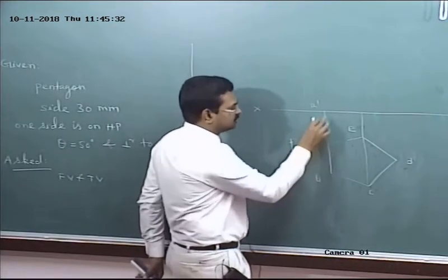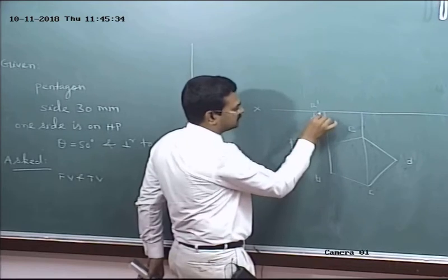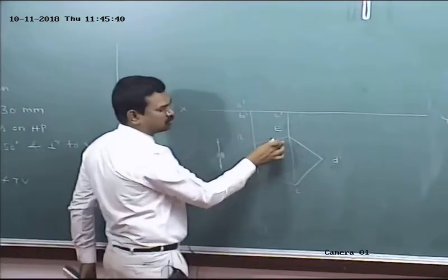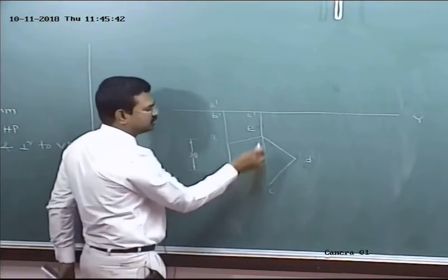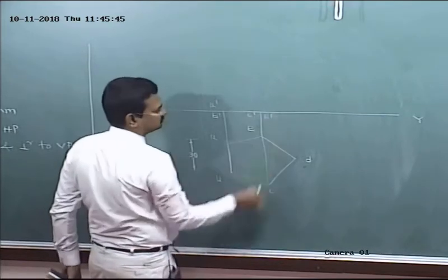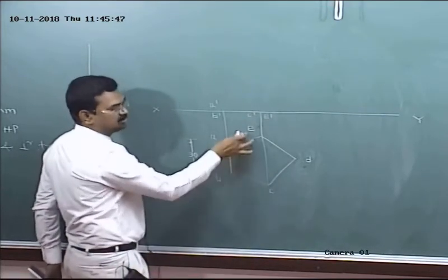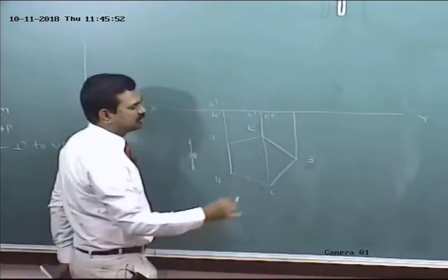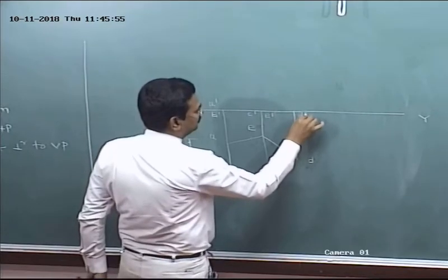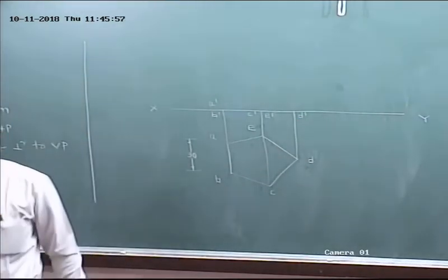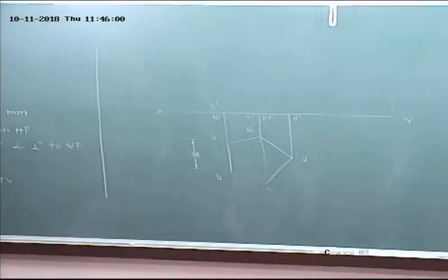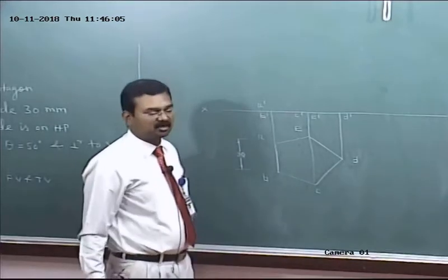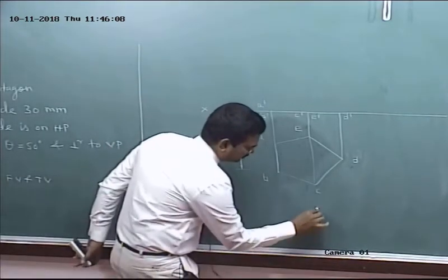The projector from B cuts the XY at B dash. Similarly, C dash, E dash, the projector drawn from E lies on the projector drawn from C. So this projector is common for C and E. Similarly, from D, draw a vertical line to cut XY at D dash. So the front view should be represented by using small letters with dashes, A dash, B dash, C dash, D dash.